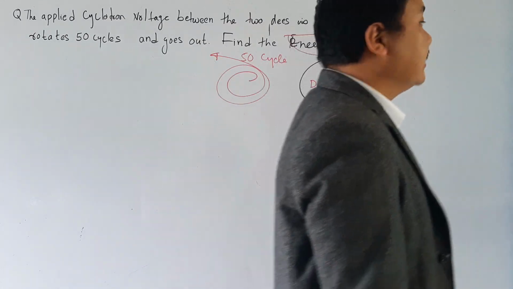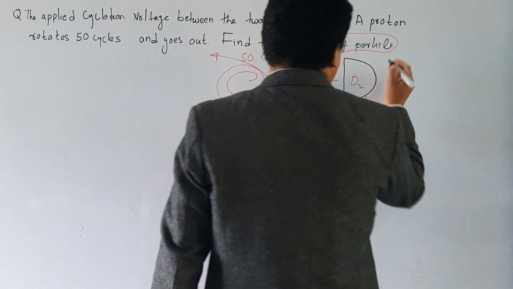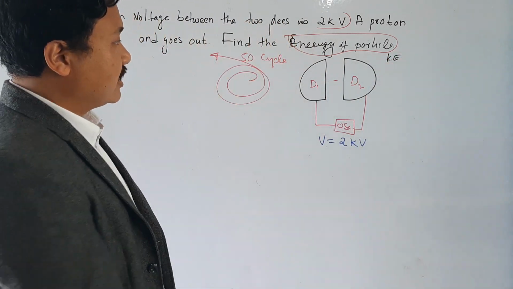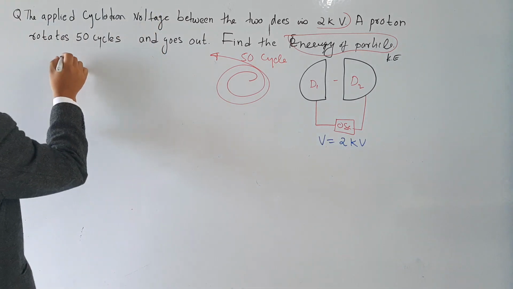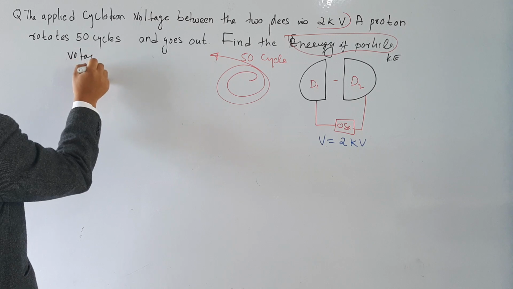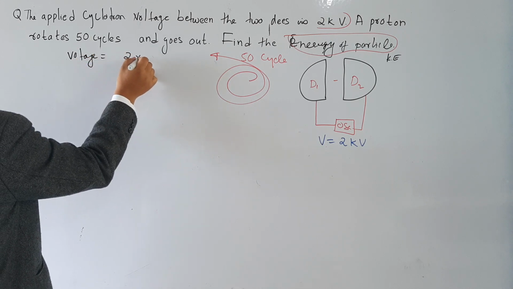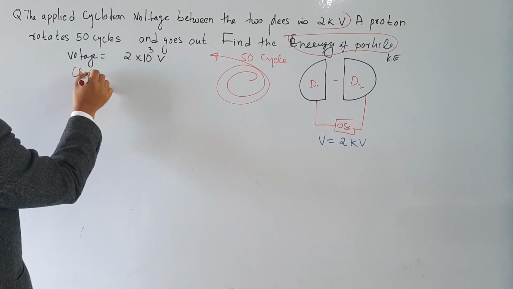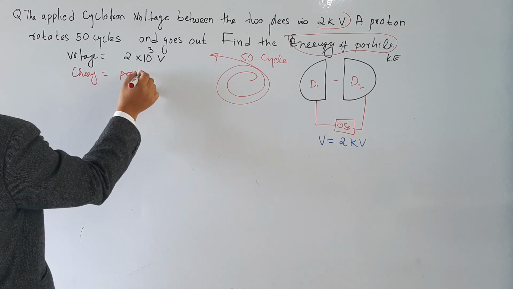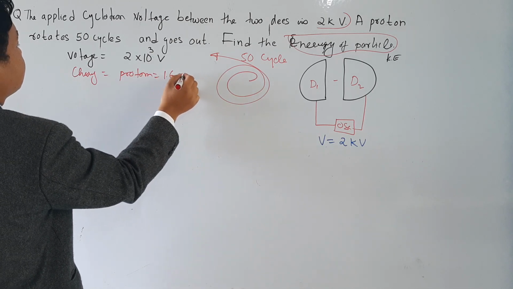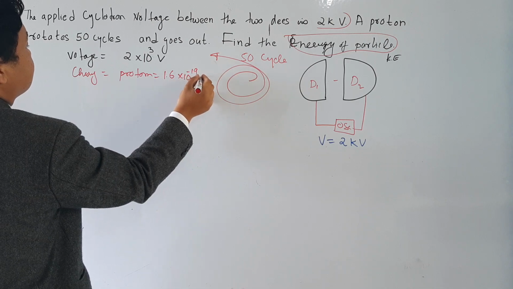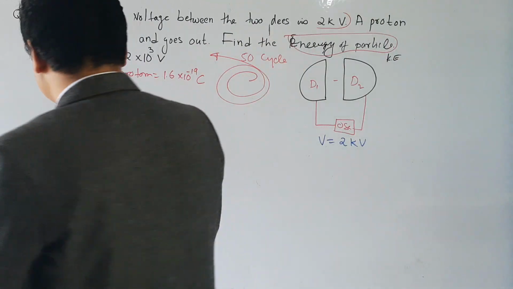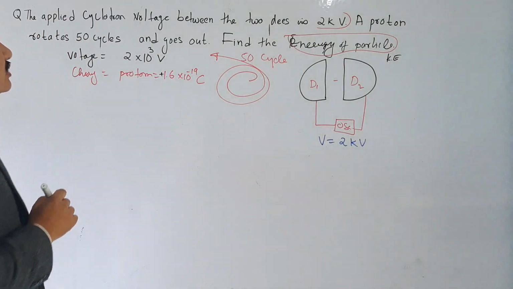What kind of energy is this? This energy is kinetic energy, because the charge is moving. What are the things given? Voltage is given as 2 kilo, that is 2 into 10 to the power 3 volt, and the charge of the proton is 1.6 into 10 to the power minus 19 coulomb. The charge of a proton and an electron is the same, but for the proton it is positive, and for the electron it is negative.